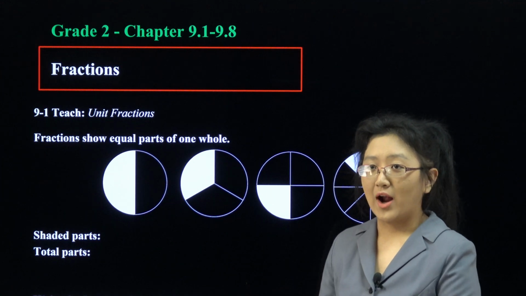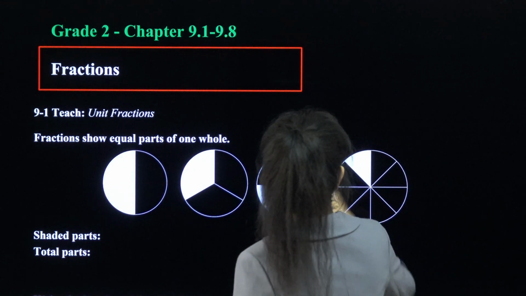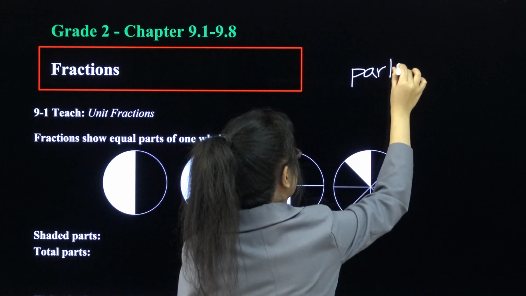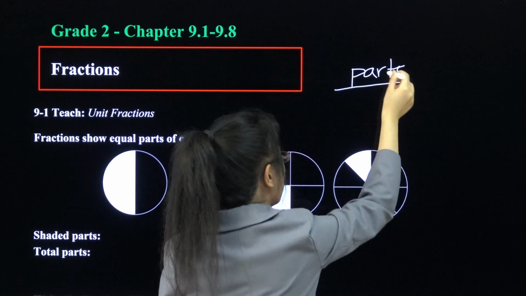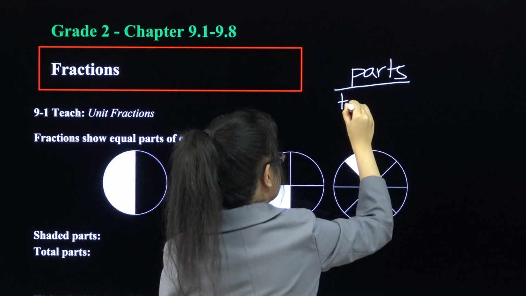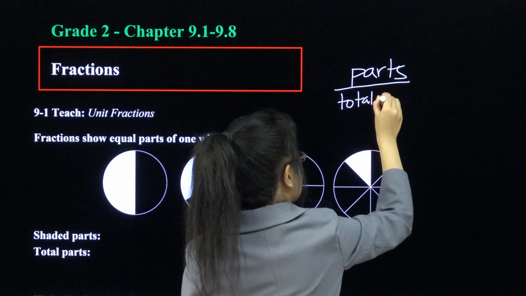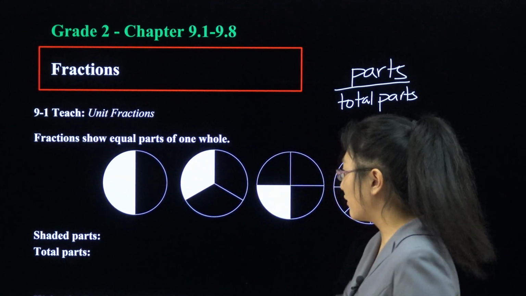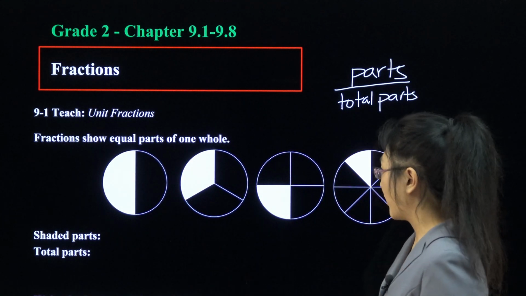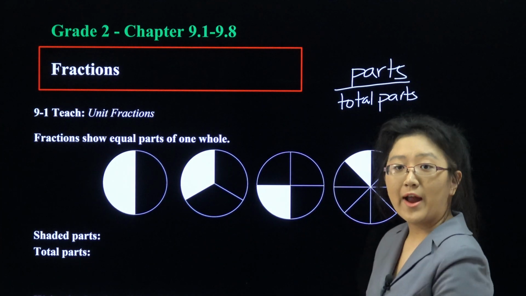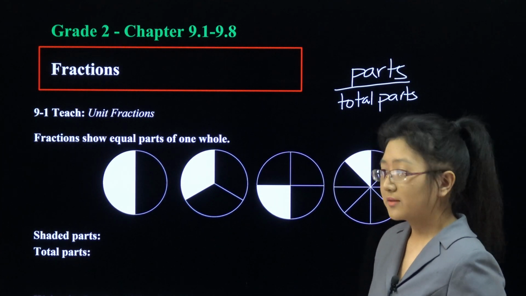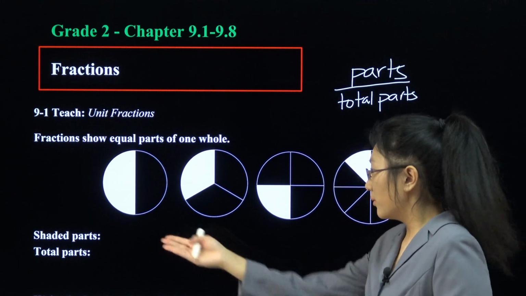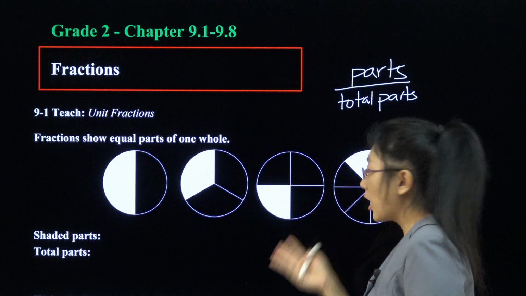Now, how do we make a fraction? Well, a fraction is really parts, and then you draw this horizontal line, so over total parts. Say here we have shaded parts and total parts. In these diagrams, pictures, drawings, shapes, the shaded means white or off-white.